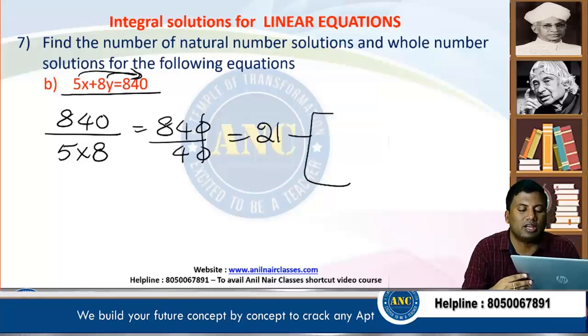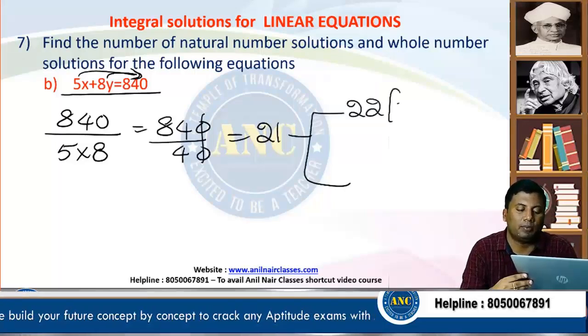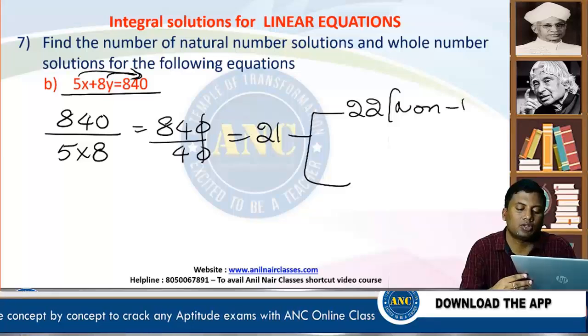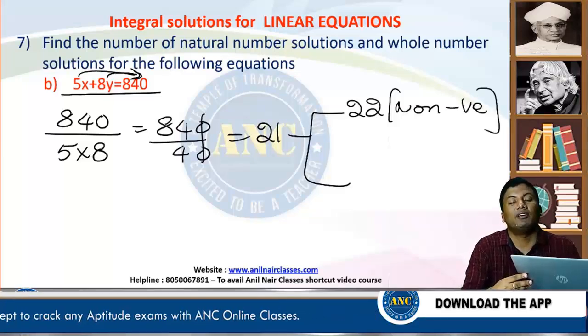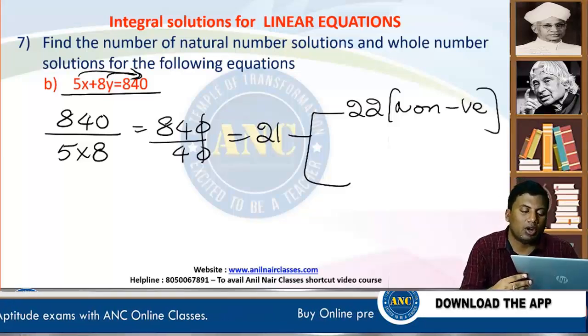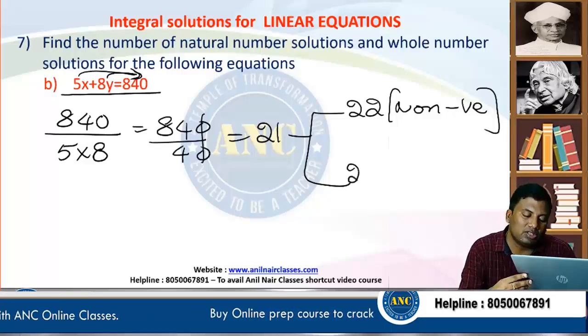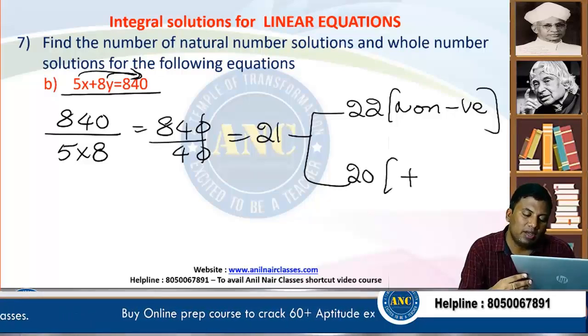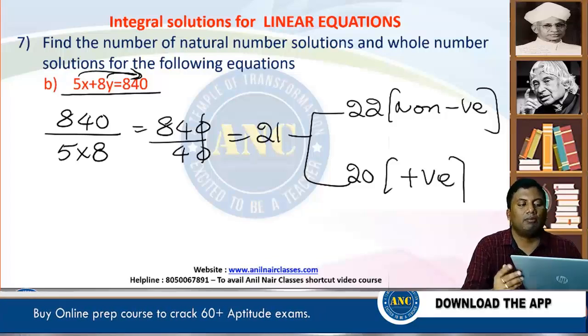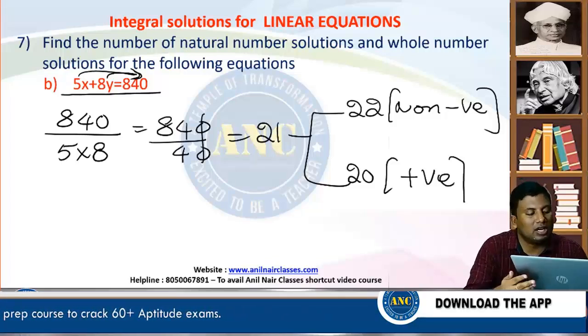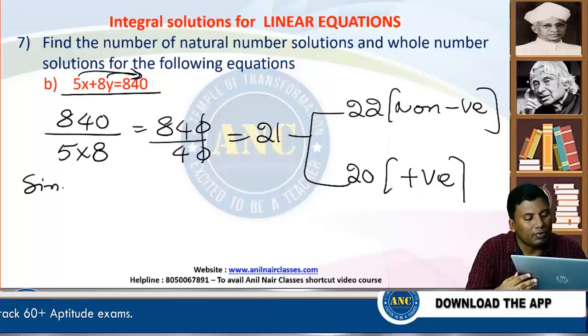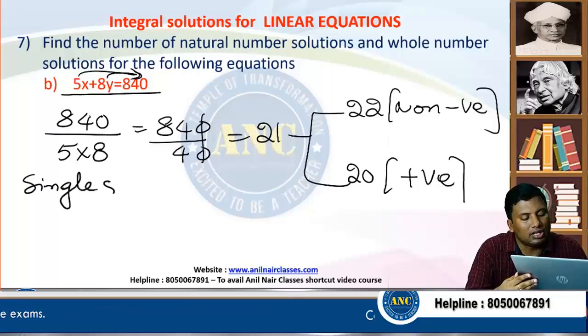21 gaps are there. There will be 22 endpoints. Endpoints also take x value 0, y value 0. 22 non-negative. For x ≥ 0, y ≥ 0, two cases will be eliminated, so 20 will be positive. Directly, single step solution if you know this logic.